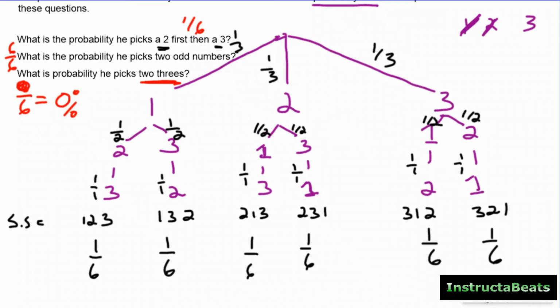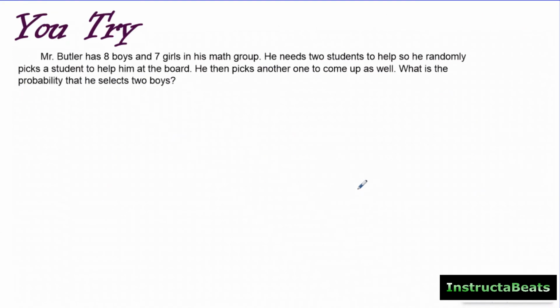Let's try a you-try problem. So here's our you-try problem. It says Mr. Beller has 8 boys and 7 girls in his math group. He needs 2 students to help, so he randomly picks a student to help him at the board. He then picks another one to come up as well. So the first one he picked stayed up there. What is the probability that he selected 2 boys? So go ahead and push pause, try this one out, and then push play when you're ready to check your work. So hopefully you just paused it and now you're checking your work.